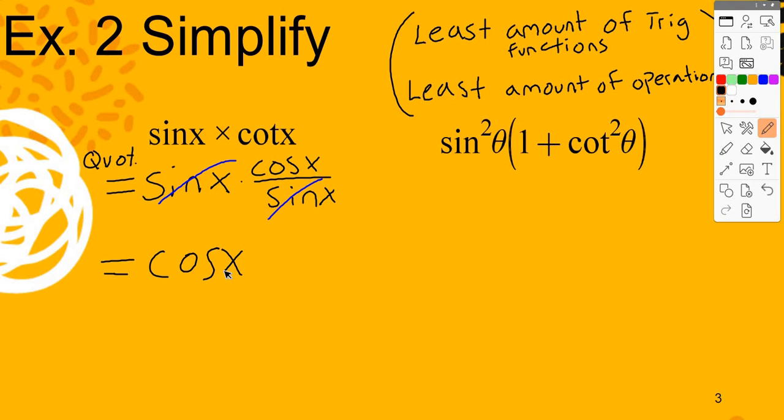Yeah. So remember, the second one that we looked at yesterday was 1 plus cotangent squared equals cosecant squared. Okay? And remember that our identities are equivalent, meaning that if I have 1 plus cotangent squared, I'm allowed to substitute cosecant squared for that.